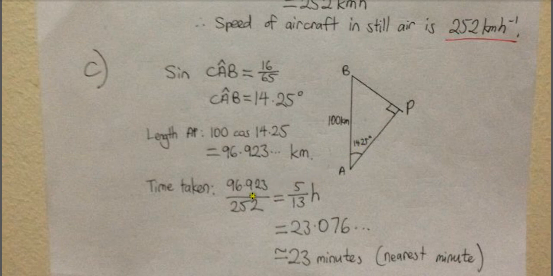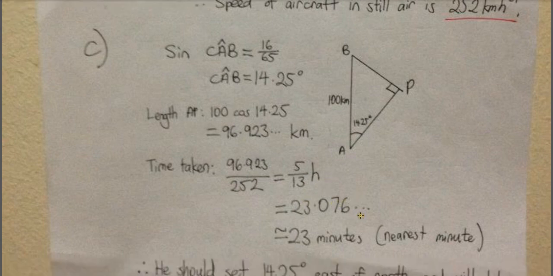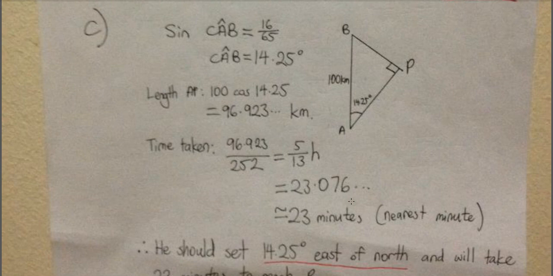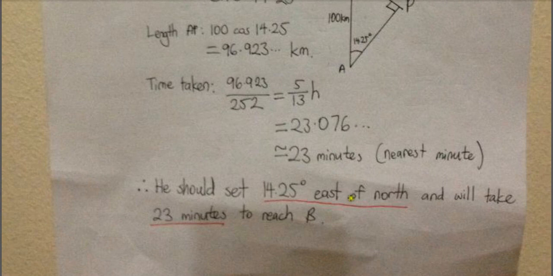So in other words, we just need to find the time taken to travel this distance from A to P, which is 96.923 over 252, which is the speed, giving us 5 out of 13 hours. So we just need to convert this to minutes, which is 5 out of 13 times 60, which gives us 23.076, and therefore approximately 23 minutes, corrected to the nearest minute. So to chart this flight, he should be setting 14.25 degrees east of north, and it will take 23 minutes to reach B. Thank you.